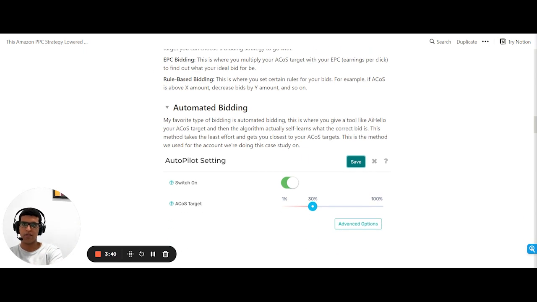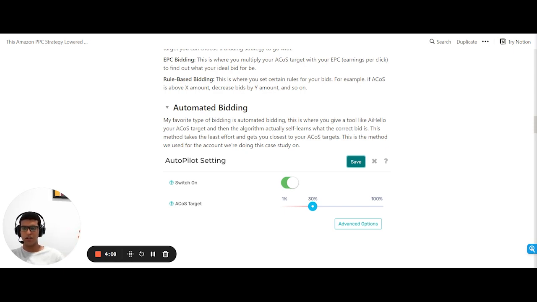That's why we also have the option to do automated bidding. Automated bidding is handing over your bids to a system or an AI algorithm like AiHello, which can automatically adjust your bids every single day on every single keyword based on the ACoS target that you give it. So you tell the algorithm that you need a 30% ACoS, for example, and every single day it will go in and adjust your bids on a keyword level to get you to that 30%.